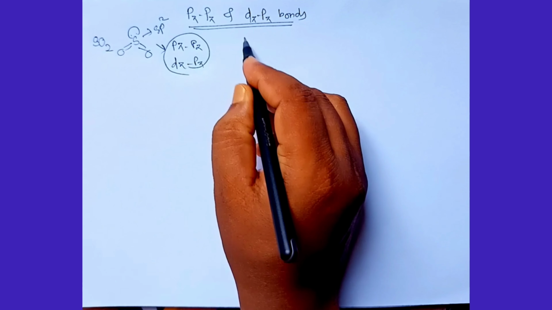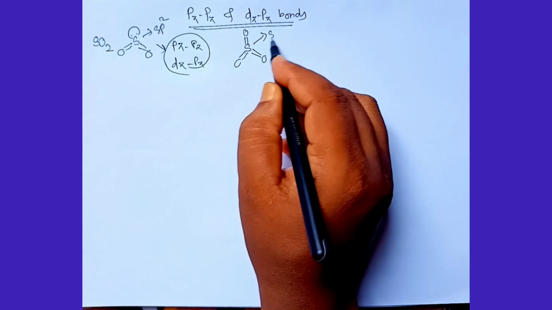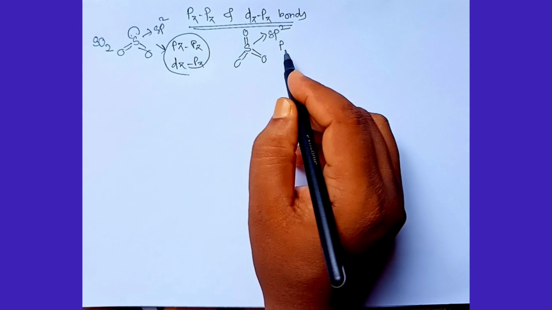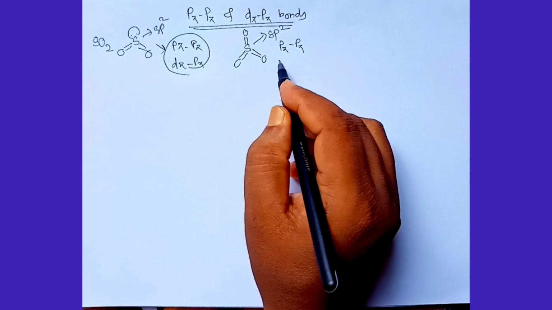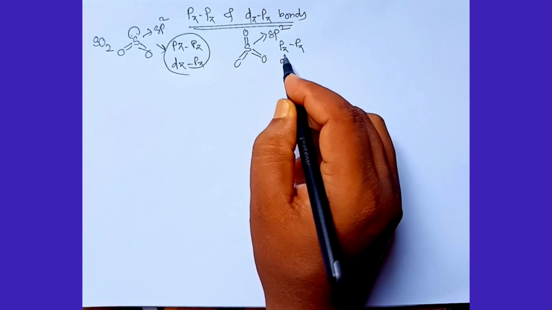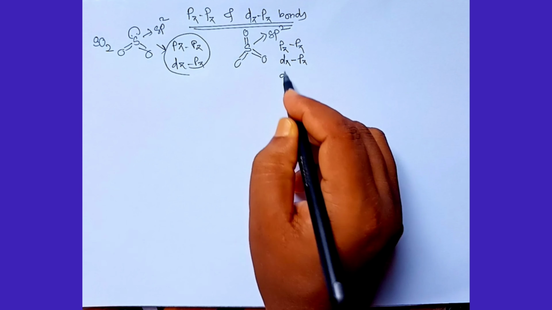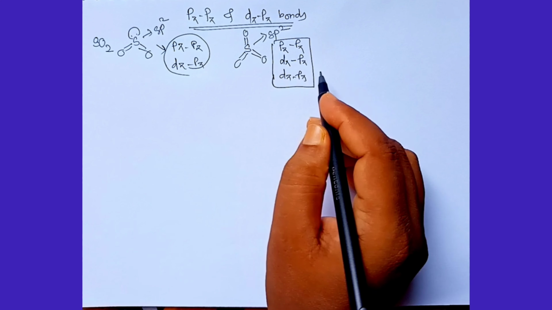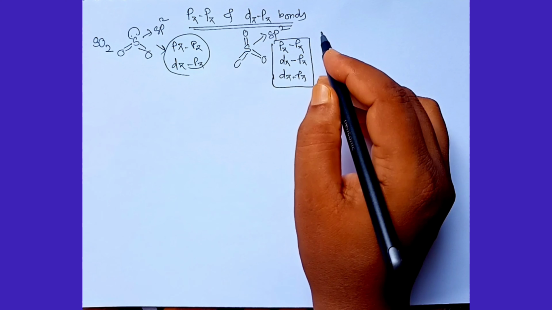Now let's take the example of sulfur trioxide. Here the hybridization of sulfur is sp2, so only 1 p orbital remains on sulfur for pi bond formation. So it will be p pi with oxygen. How many pi bonds? 3 pi bonds. 1 is over, so the other 2 will be d pi of sulfur and p pi of oxygen, d pi p pi. So how many? 1 p pi p pi, 2 d pi p pi pi bonds are present in sulfur trioxide.